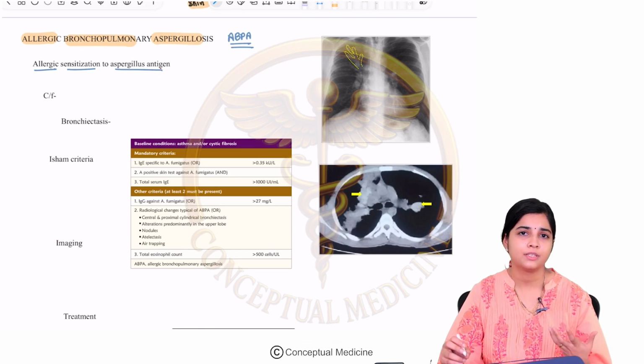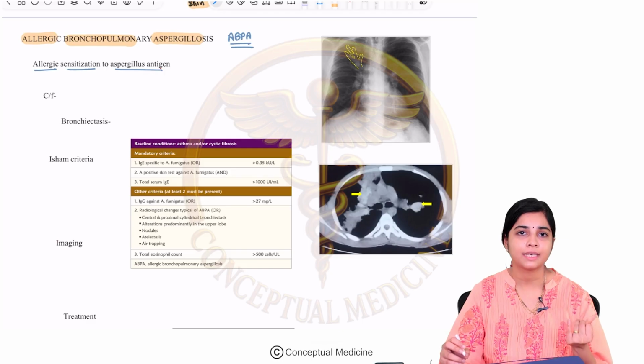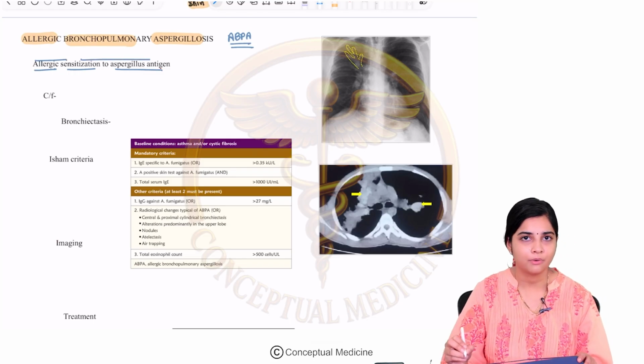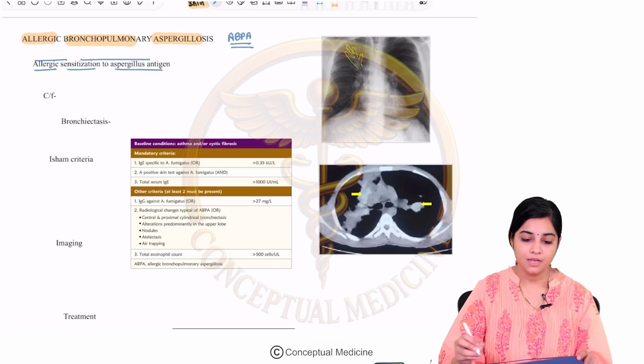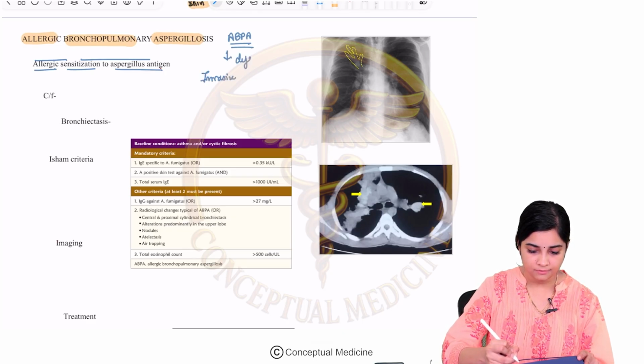Now if this Aspergillus colonization is there in the airway, the Aspergillus antigens can trigger an allergic response, and this is what results in allergic bronchopulmonary aspergillosis. Now ABPA is different from invasive aspergillosis.